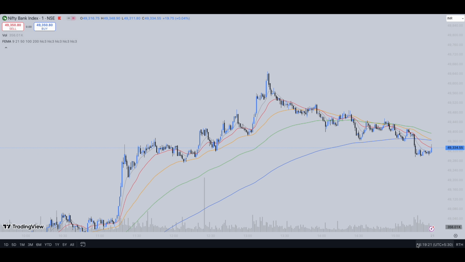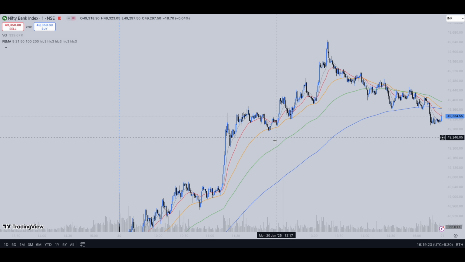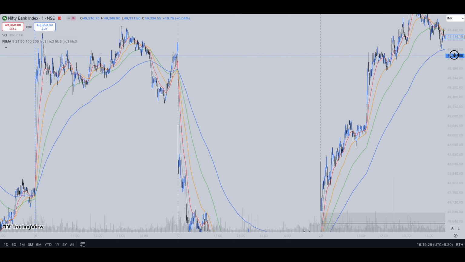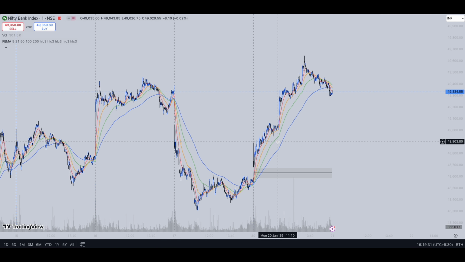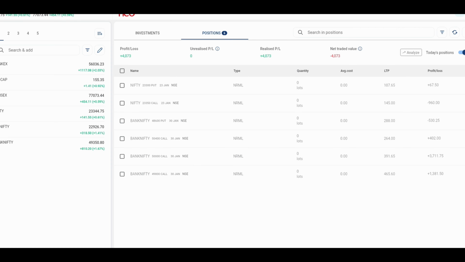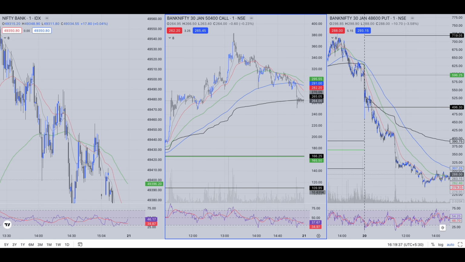Good afternoon, guys. Currently, it's around 4 p.m. and you can see clearly that the market rallied upwards and I made a profit of around 4K by using a capital of around 20K.